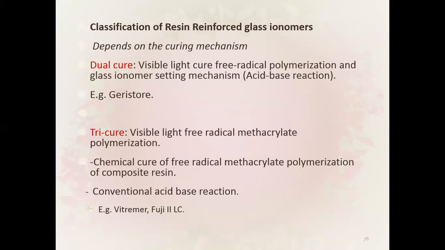The classification of the resin reinforced glass ionomers depends on the curing mechanism. First is dual cure: visible light cure, free radical polymerization, and the glass ionomer setting mechanism, so an acid-base reaction is there. For example, Restore. In dual cure, we have visible light cure, free radical polymerization, as well as the glass ionomer setting mechanism, that is, the acid-base reaction. An example for dual cure is Restore.